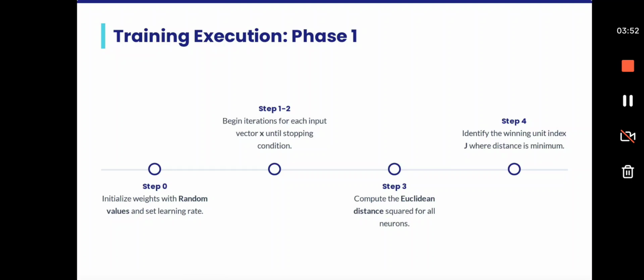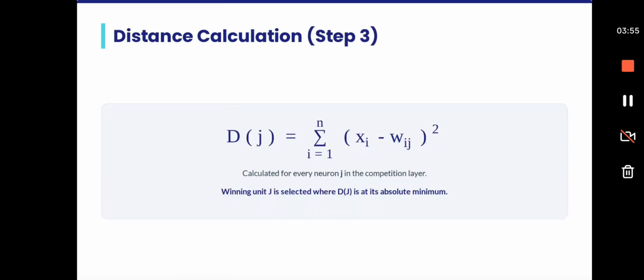Now let us look at the distance calculation formula. This slide shows the Euclidean distance calculation formula. The distance between the input vector and each neuron weight vector is calculated. The neuron with minimum distance becomes the winning neuron. This process helps identify the best matching unit.